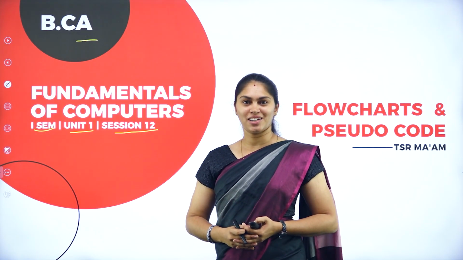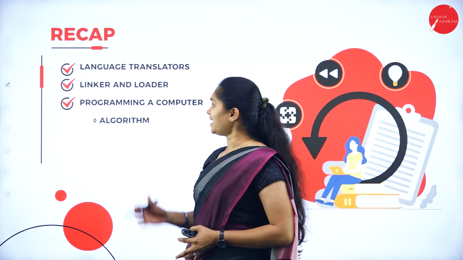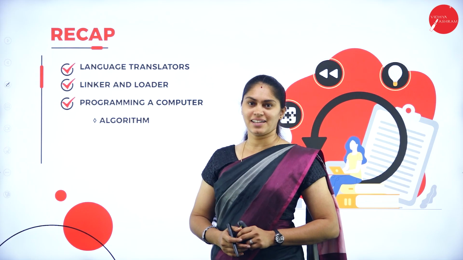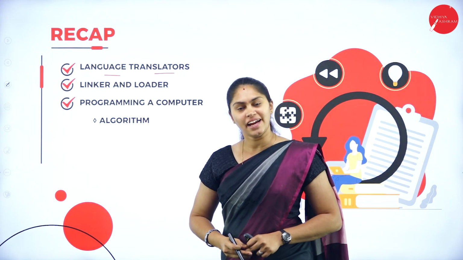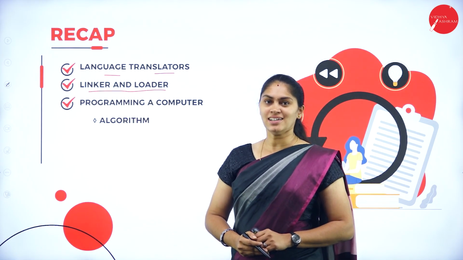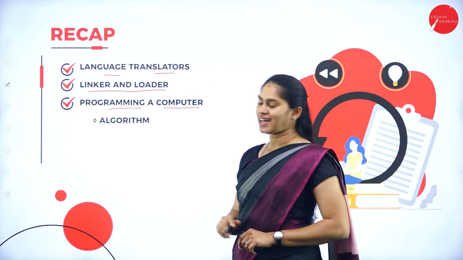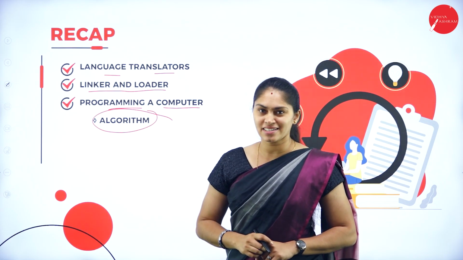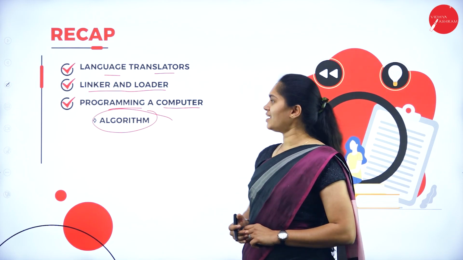Before getting into today's session, we'll have a quick recap of our previous session. As we all know, in the last session of this unit, we had a discussion regarding language translators. In that, we have an assembler, compiler and interpreter. We also discussed what a linker is and what a loader is. And we started with programming a computer. In that we got to know what an algorithm is and discussed the characteristics of an algorithm along with an example. So we'll continue with the algorithm.